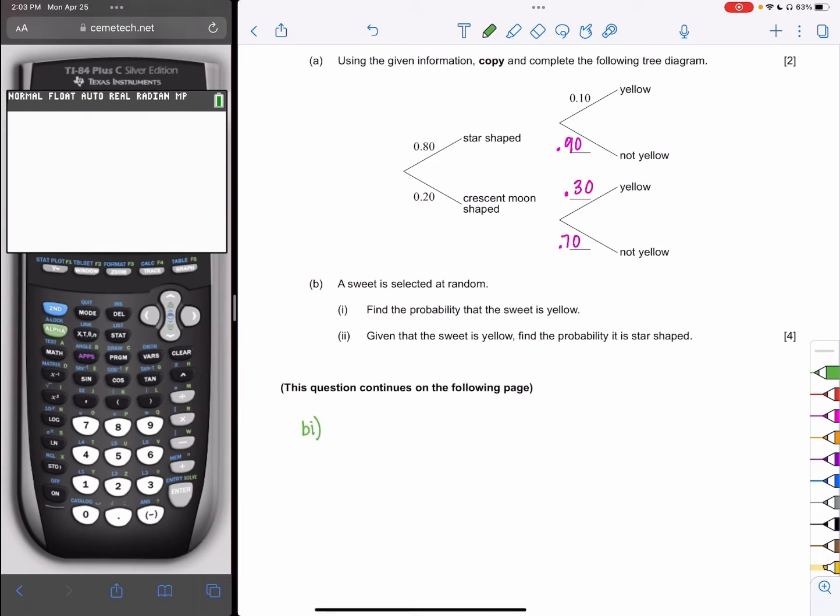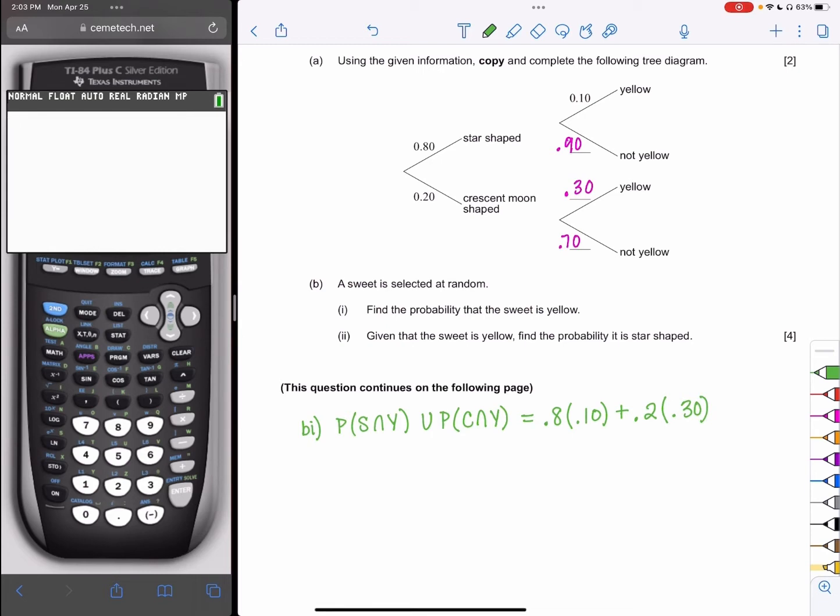So the sweet could be yellow by looking at the probability that you have a star shape and yellow, or it's going to be a crescent moon shape and yellow. Remember, every time we say the word and, we multiply. Every time we say the word or, we add. So this is going to be equal to the probability that you're going to have star shaped and yellow, so that's going to be 0.8 times 0.10, or that means to add a crescent moon shape, so that's going to be 0.2 times 0.30 or 0.3.